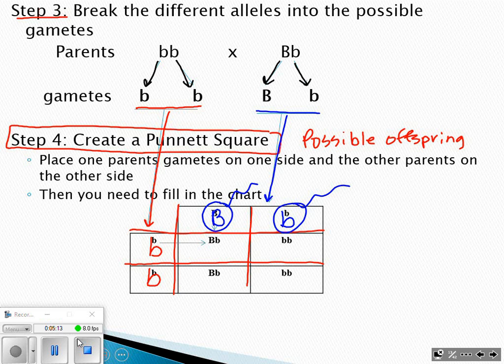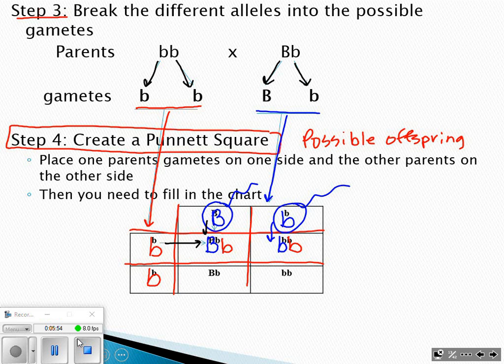So now we need to fill in the chart. We do that by bringing kind of one down and one across for each of those squares. So I'm going to color code it and kind of write over the boxes. So if this sperm fertilizes the egg, that parent gives the big B. This parent gives the little b, and the offspring is big B, little b. See that possible combination? But this sperm with the little b could fertilize the egg, right? So it would give a little b. The other one still gives a little b, and the offspring would be little b, or that homozygous recessive genotype.